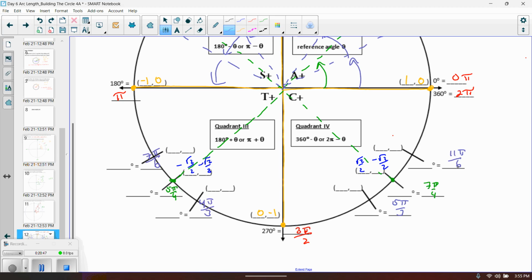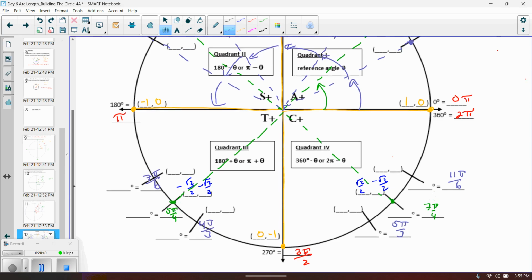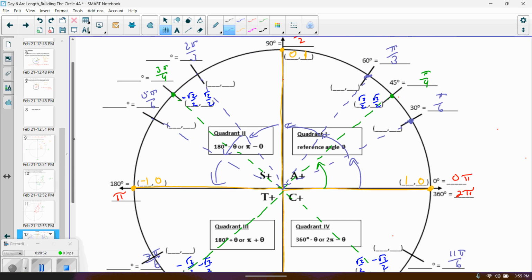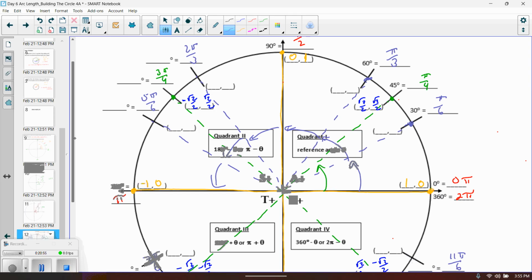Okay, so the only other thing we haven't filled in is the degrees. That'll be the easiest part, believe it or not. We'll come back to that. All right, so let's fill in everything else that we need to know. We already have figured out the ordered pair for pi over 6.